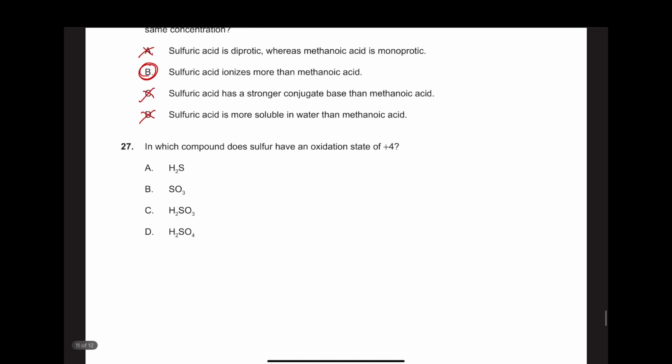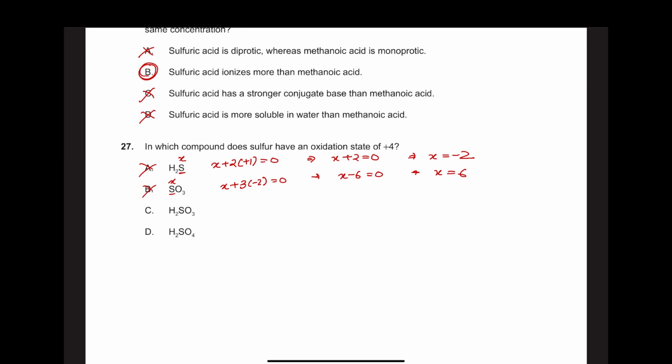Next, in which compound does sulfur have an oxidation state of +4? So take sulfur as X. Here X plus 2 times 1 is 0. X plus 2 is 0. X is equal to -2, right? Next, take this as X. X plus 3 times -2 is 0. X minus 6 is 0. X is equal to 6.